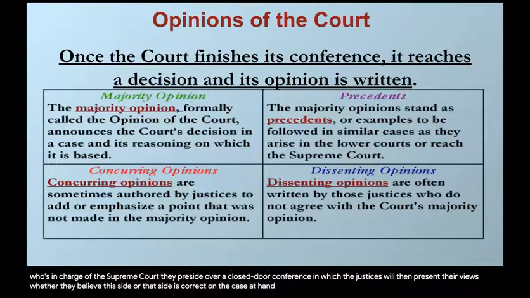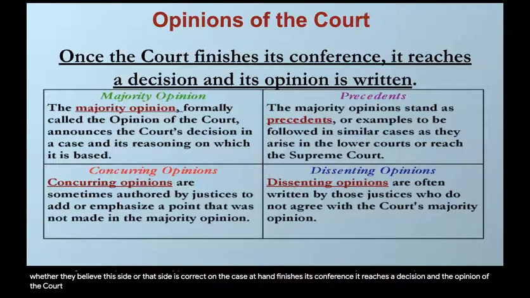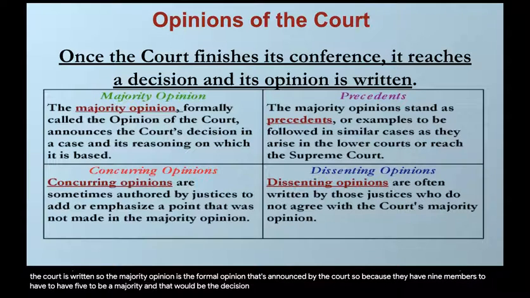Once the court finishes its conference, it reaches a decision, and the opinion of the court is written. So the majority opinion is the formal opinion that's announced by the court. Because they have 9 members, they have to have 5 to be a majority, and that would be the decision that's made. So the majority opinion is released by the court.